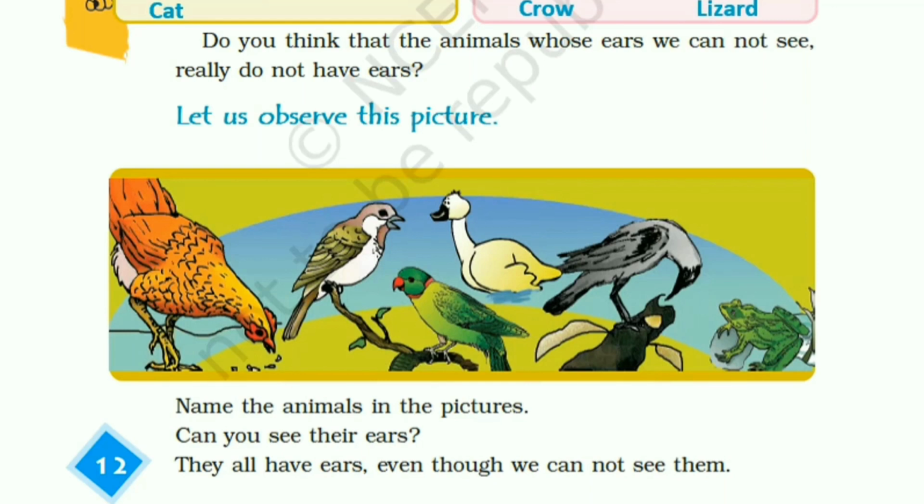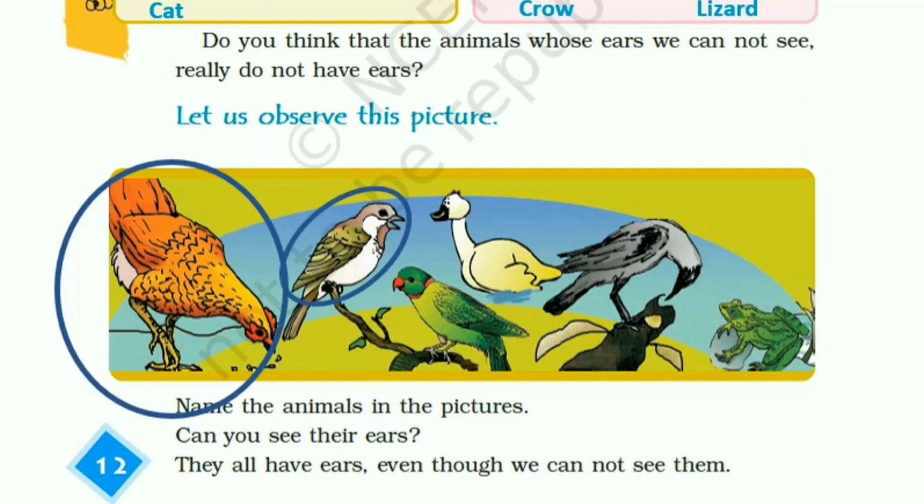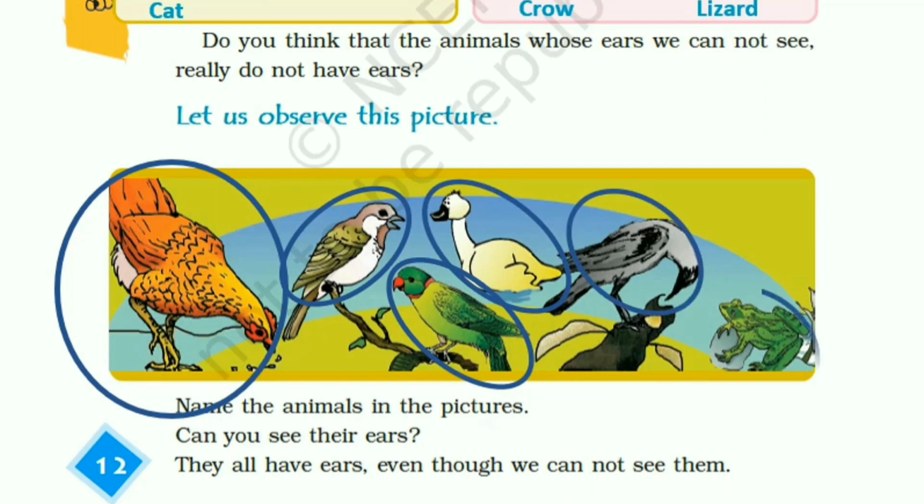In this picture, we can see there is a hen, sparrow, parrot, a duck, a crow, and a frog. Name the animals in the picture. So we have already done that. Question number 2 is, can you see their ears? They all have ears even though we cannot see them. They have ears but we cannot see them.